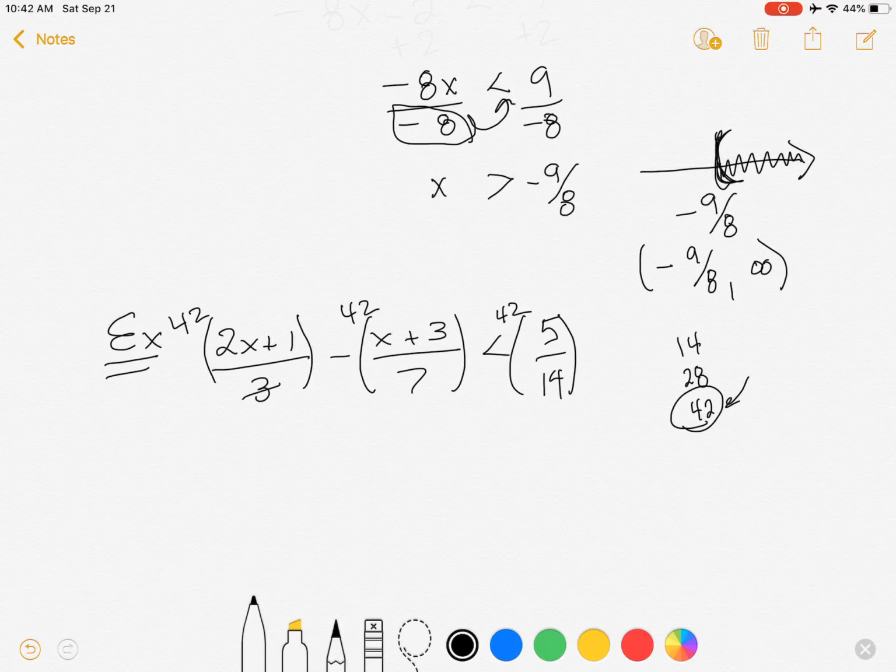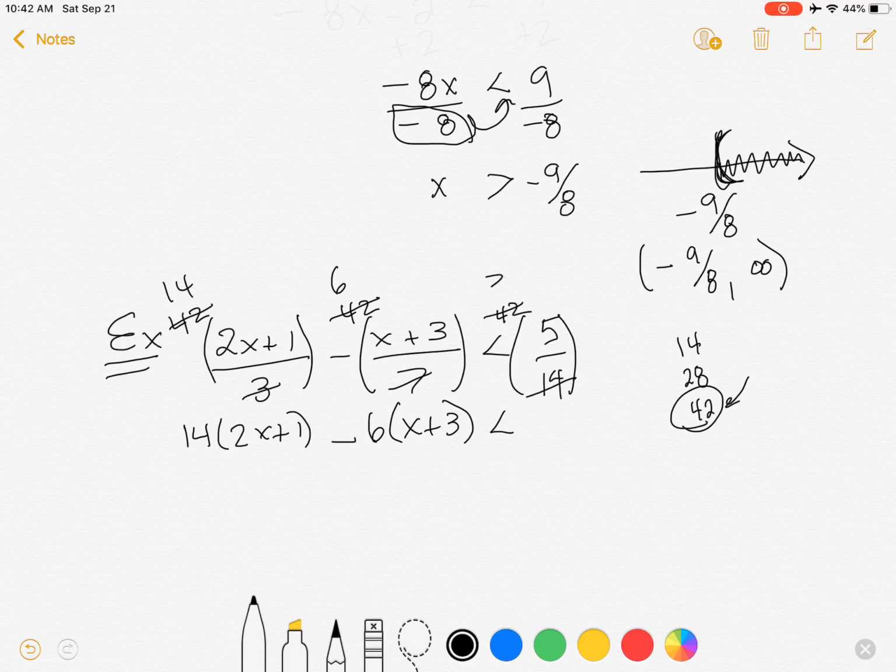Alright, so 3 goes into 42 14 times. So I've got 14 times 2x plus 1, minus 7 goes into 42 6 times. So I've got 6 times x plus 3, less than 14 goes into 42 3 times. So I've got 3 times 5.